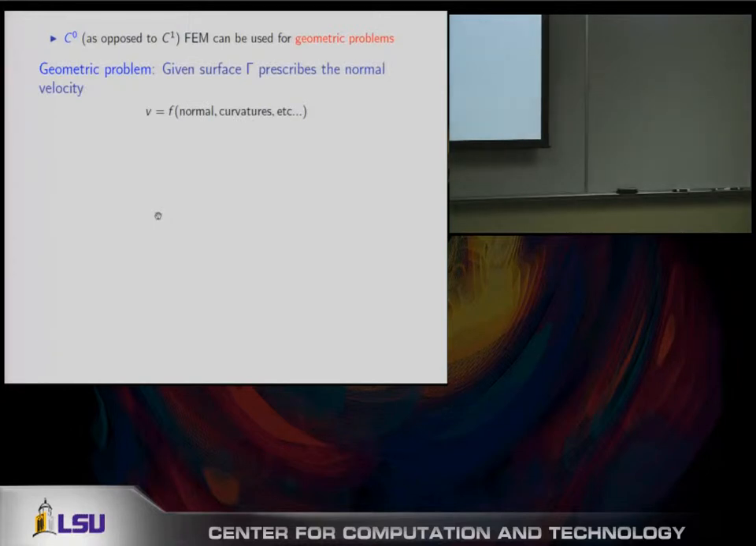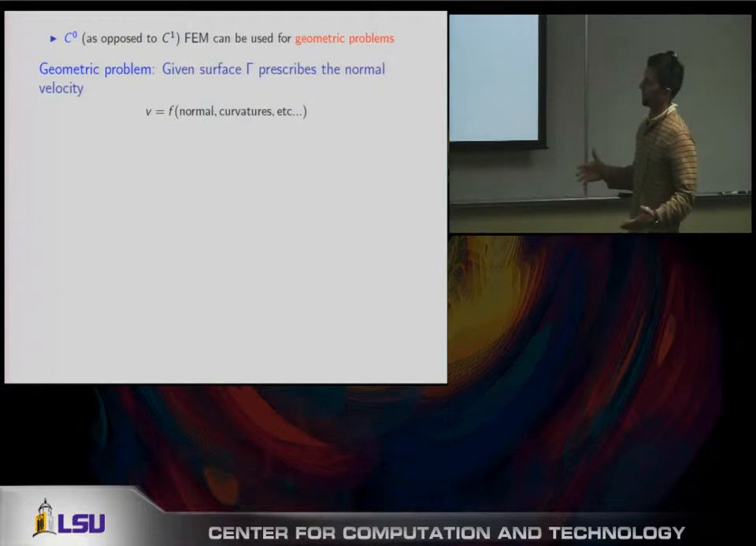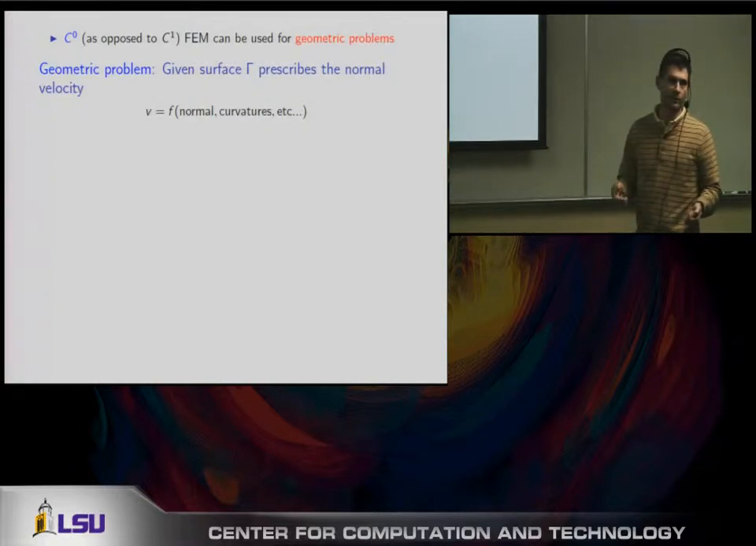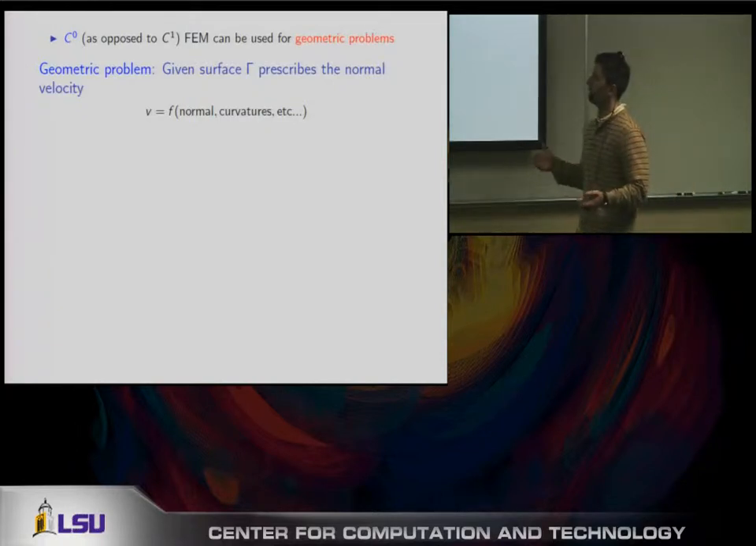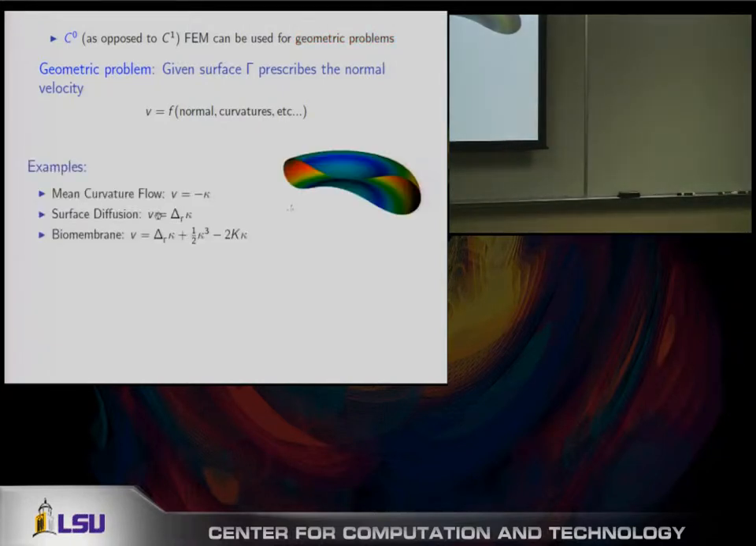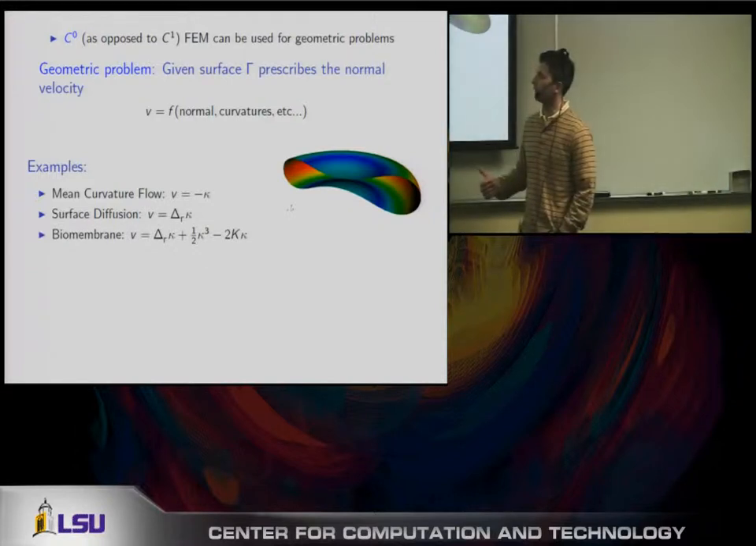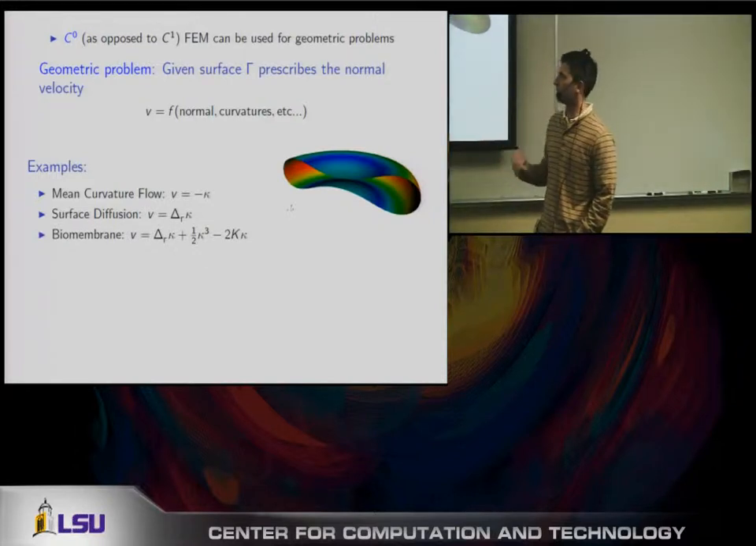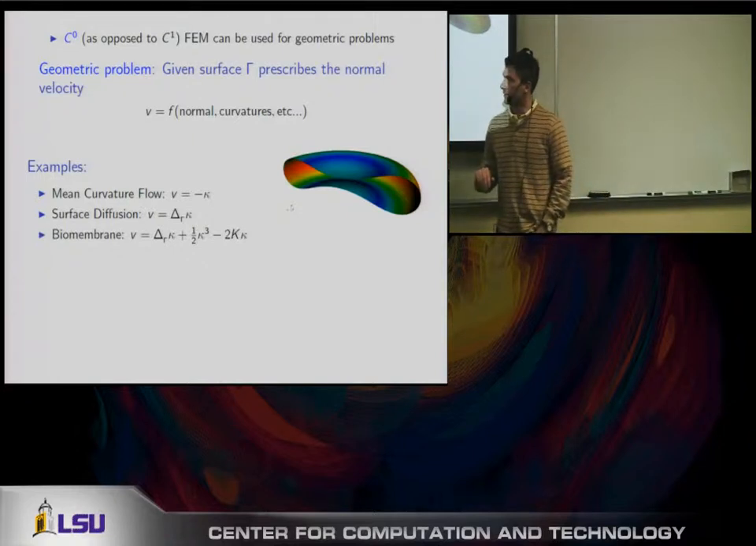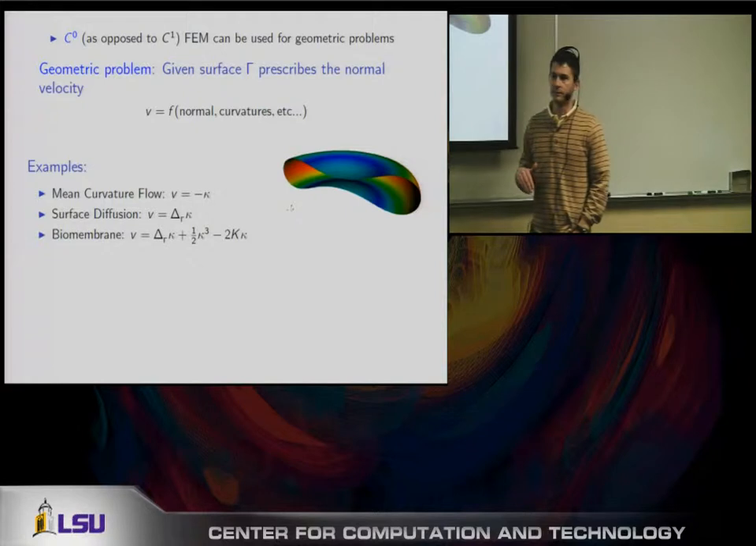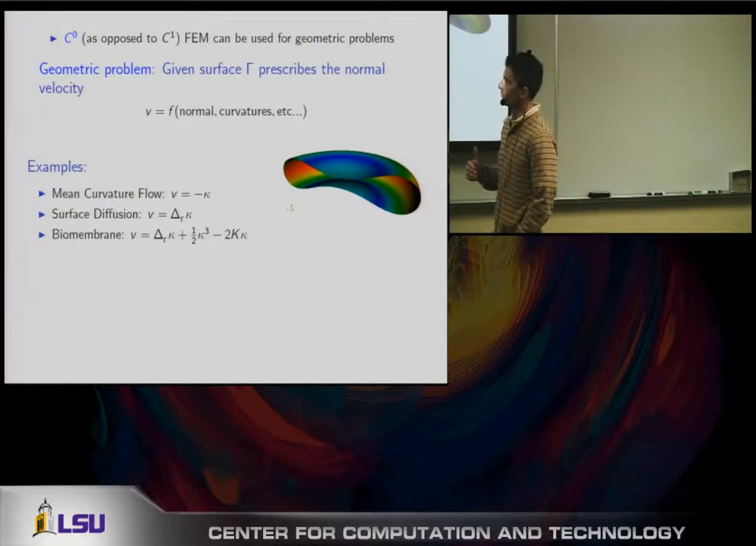So let's start with a geometric problem. What I understand for a geometric problem is this: given some initial surface, a geometric problem would be something that tells you the normal velocity in terms of geometric quantities, such as the normal, the curvature, or something else. Some typical examples are mean curvature flow, where the normal velocity is given by the mean curvature, kappa being the mean curvature, or minus the mean curvature to be specific. Then surface diffusion, where the normal velocity is the surface gradient of the mean curvature.